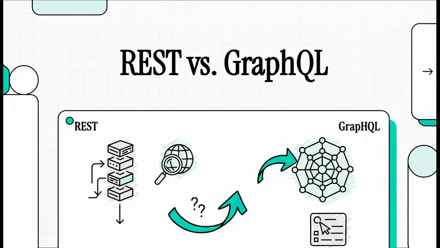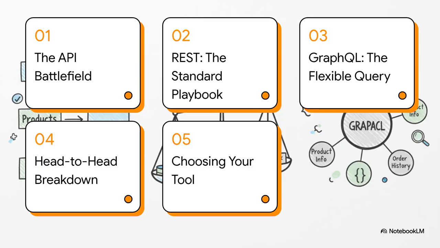Welcome to The Explainer. In the world of web development, there's this huge debate going on about how our apps should talk to each other. On one side, you have the long-reigning champion, REST, and on the other, the flexible challenger, GraphQL. Today, we're going to break them both down so you can figure out which one you should actually use and when. So, here's our game plan for this explainer.